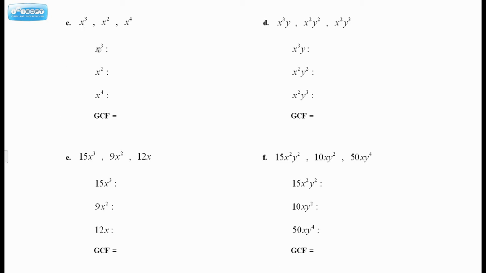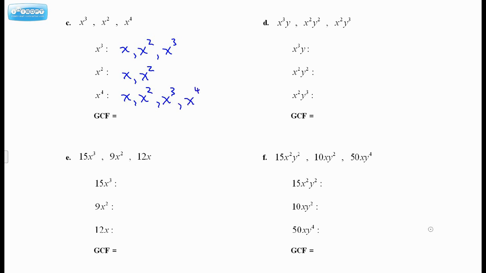So x cubed, what are all the factors of x cubed? Well, remember, x cubed is just x times x times x. So x is a factor, obviously. x squared is a factor. And so is x cubed. x squared, well, x is a factor, and x squared is a factor. x to the fourth, well, x is a factor, x squared is a factor, x cubed is a factor, and so is x to the fourth.